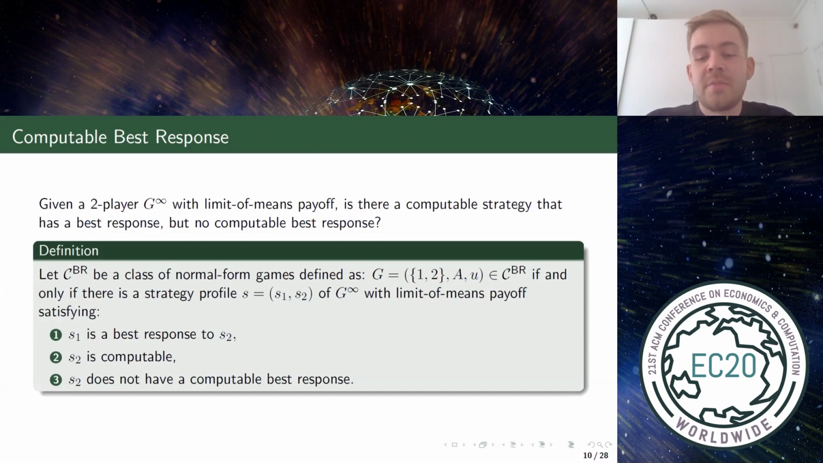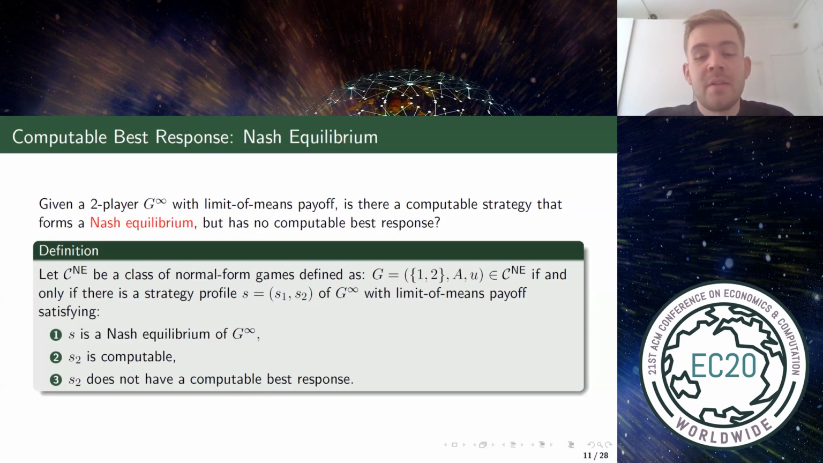These two classic results provide necessary conditions for the existence of games with a computable strategy that has no computable best response. Our goal is to find a characterization of the class of two-player normal form games, and we denote it CBR, such that there is a strategy profile S of the infinitely repeated game, satisfying that S1 is a best response to S2, S2 is computable, and S2 has no computable best response.